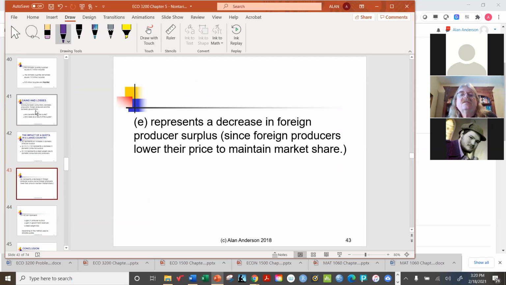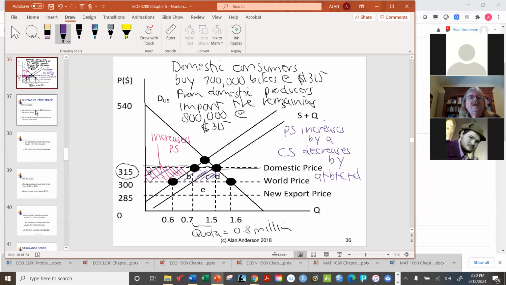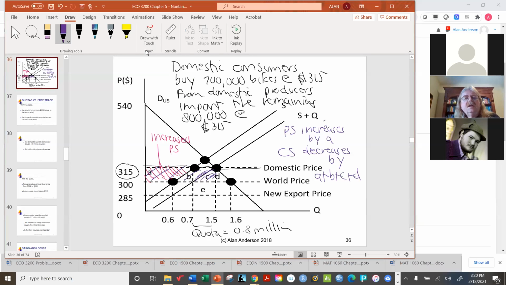So E is the reduction in foreign producer surplus. That's interesting. We haven't seen that before. Okay, so foreign countries, now you see why that's happening, because remember before, in the small country, the price went up to 330, and that's how much the foreign producers were receiving. But now, because this is a large country, the price only goes up to 315. And so this box now represents the loss of producer surplus to those foreign producers.